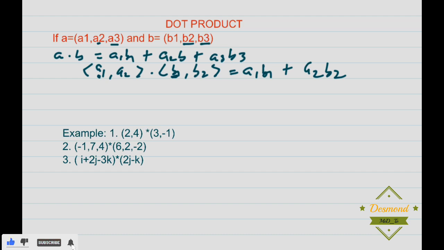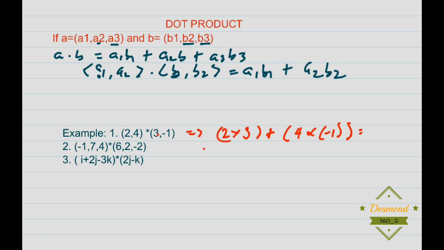So let's take an example. Let's say we have example 1. We have (2, 4) multiplying (3, -1). How do we find the dot product of this? It should be equal to multiplying each component. We have 2 times 3, plus 4 times -1. And when we do it, we should get 2.